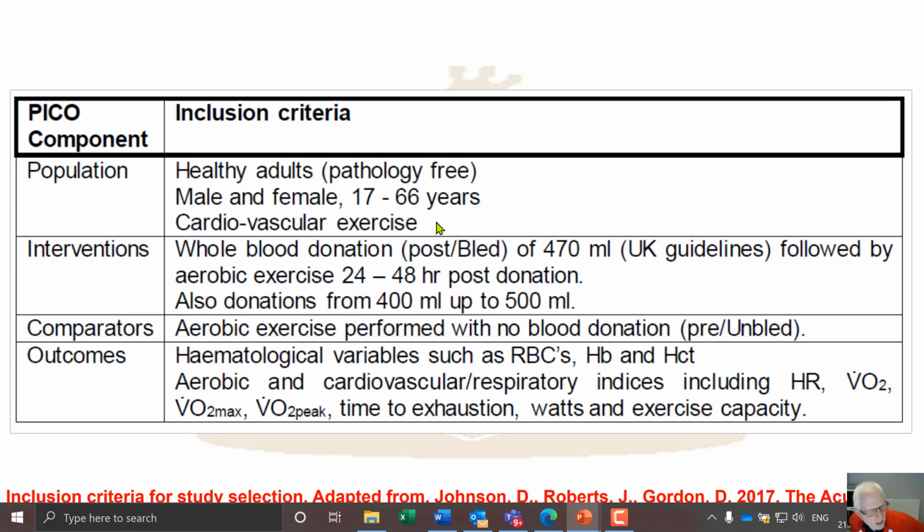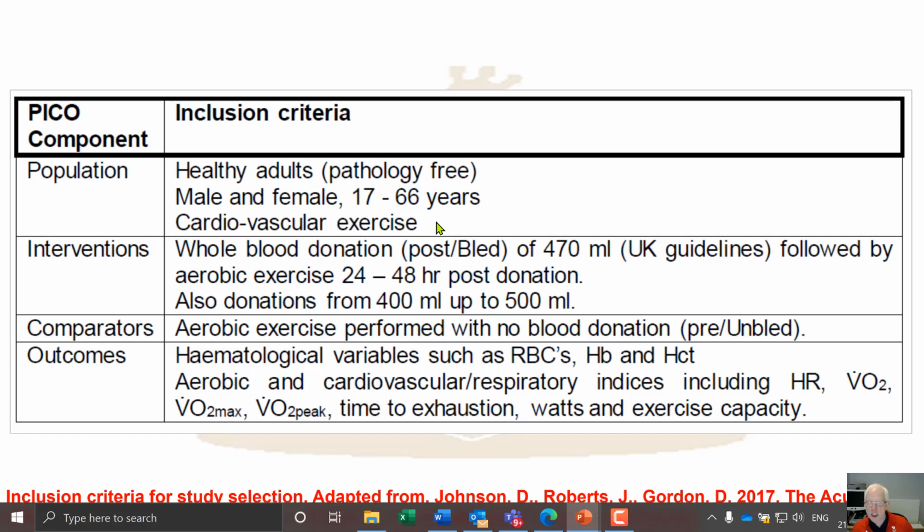So if we go back to an analogy in terms of, say, female footballers, well, we know that the population are female footballers. But can we be more specific? Are we interested in a particular level? Are we interested only in elite or recreational? Are we interested in this in relation to a particular specific position? Are we interested only in forwards or defenders or goalkeepers? You would specify that in your population box.